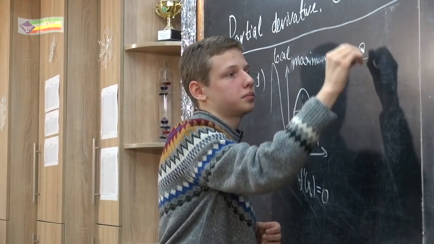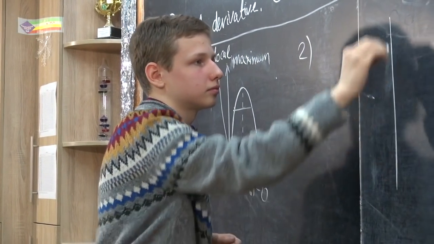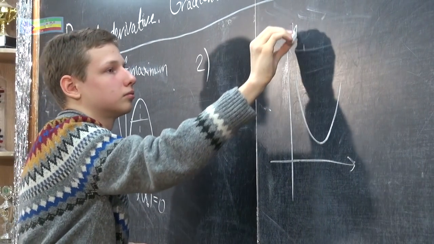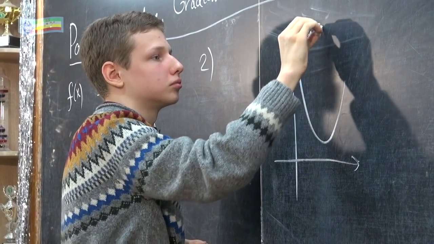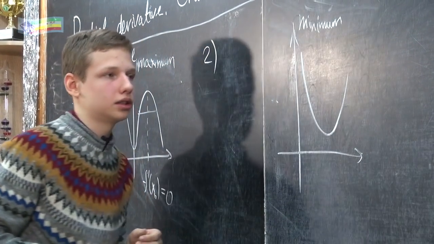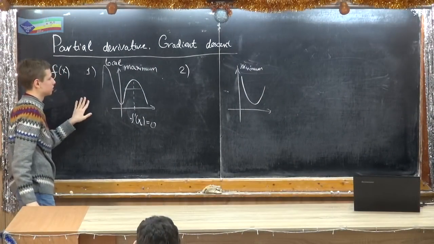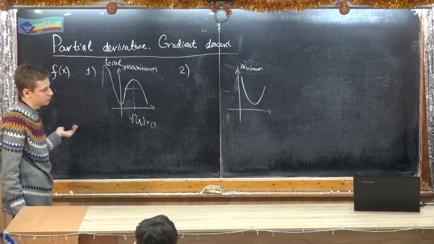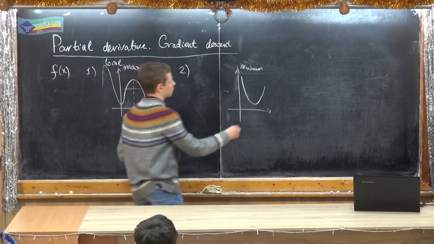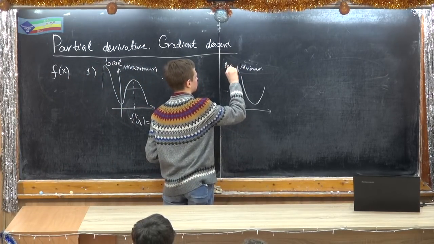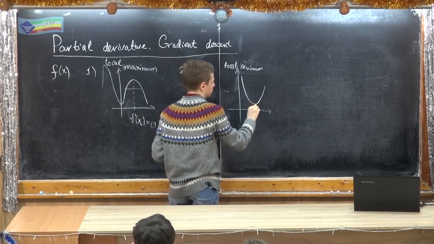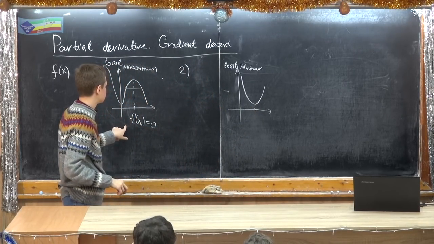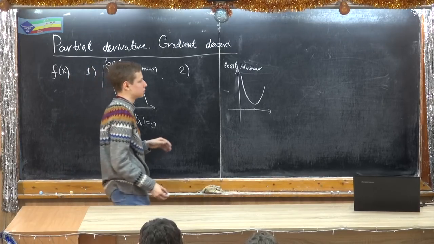The second behavior is opposite to maximum, which is called minimum. And again, we don't bother with what behavior the function has outside of this region, and that's why it's called local minimum. And again, we can observe that at the lowest point, the derivative is equal to 0.